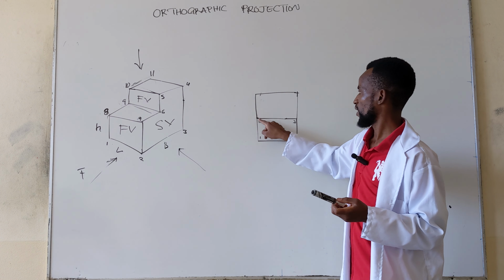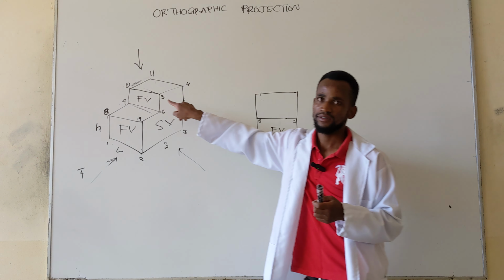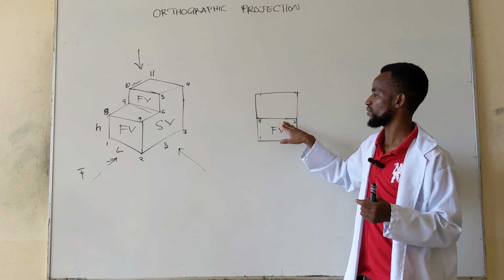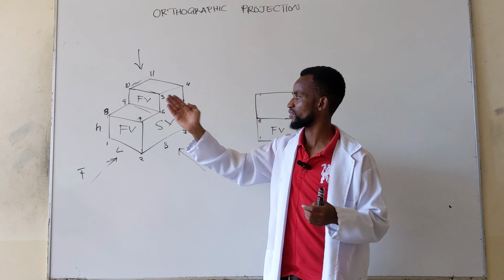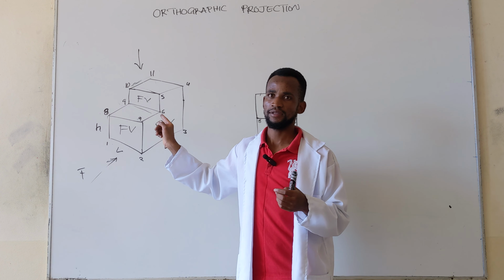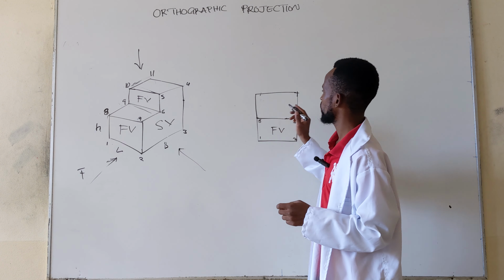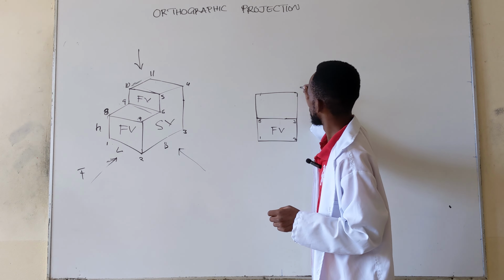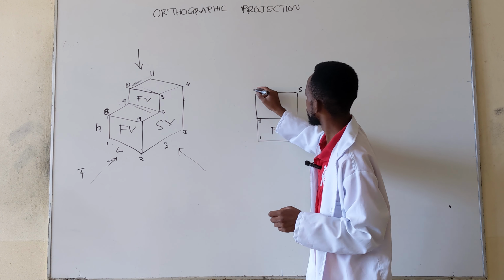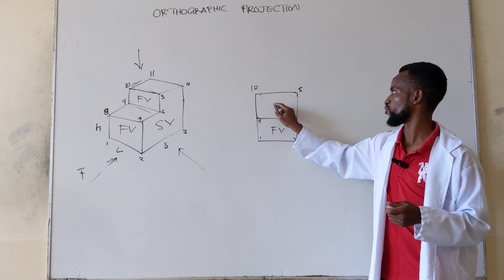And at this point, we know that that is where we have 6 and 9, right? Along that line. But since they are on the same plane, and the one on this side is 8 and 7, or 7 and 8, the only thing that you will show there will be 5 and 10. Like that. So this will be your front view.